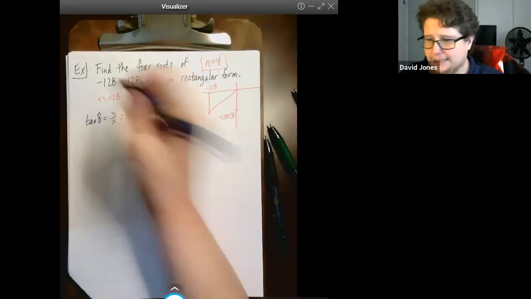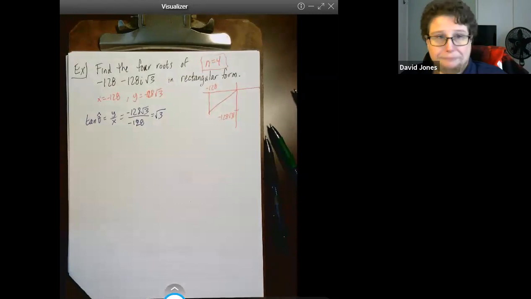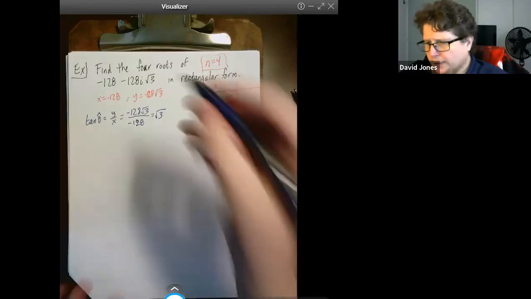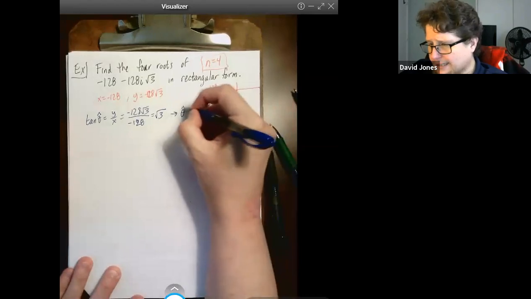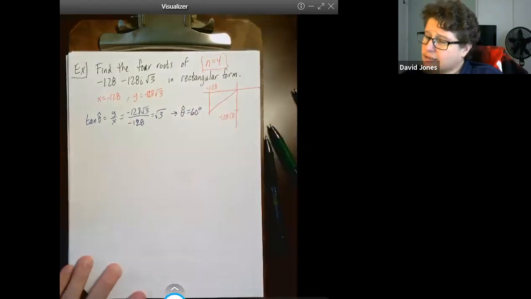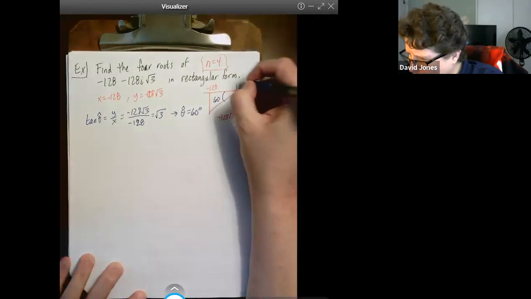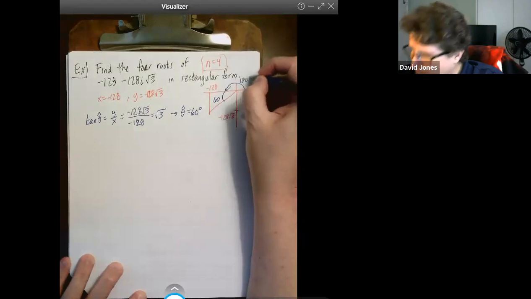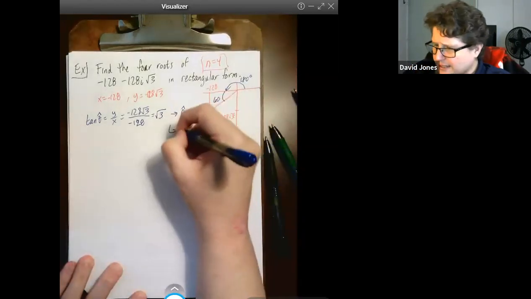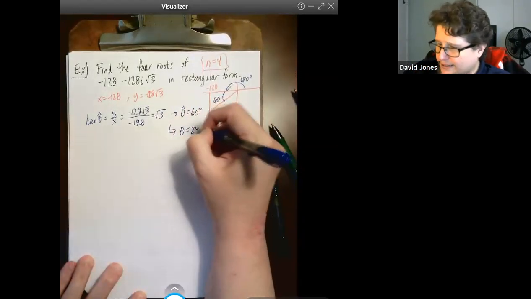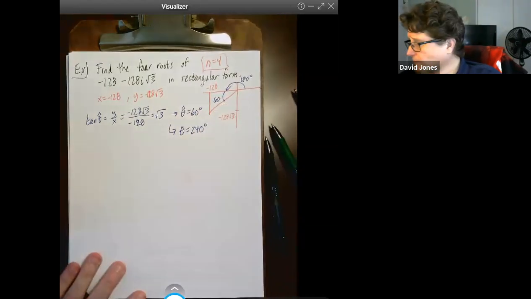What's my reference angle? Where does tangent equal root 3? Hopefully you came up with theta hat is 60 degrees, which means we're going to add 60 to 180. And this tells us theta equals 240 degrees. What about r?